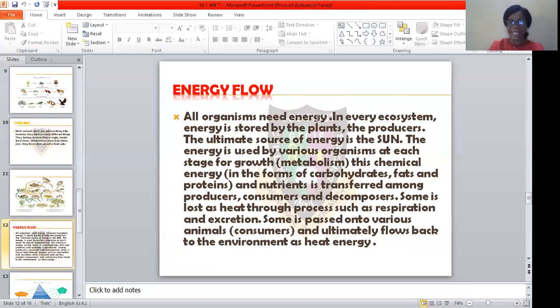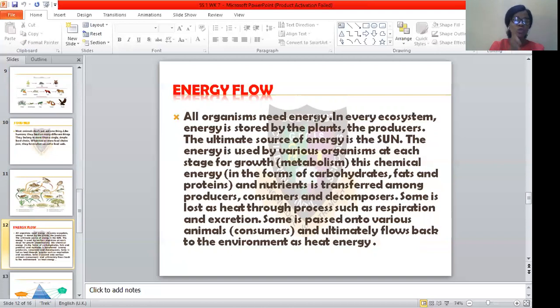All organisms need energy. We all know that. Both plants and animals need plants for their survival and their growth. In every ecosystem, energy is stored by the plants, which are the producers, the ultimate producers. The ultimate source of energy is the sun. I believe I've told you that, especially when we talked about heat energy, heat transfer, and heat flow. The ultimate source of energy, as we all know, comes from the sun.